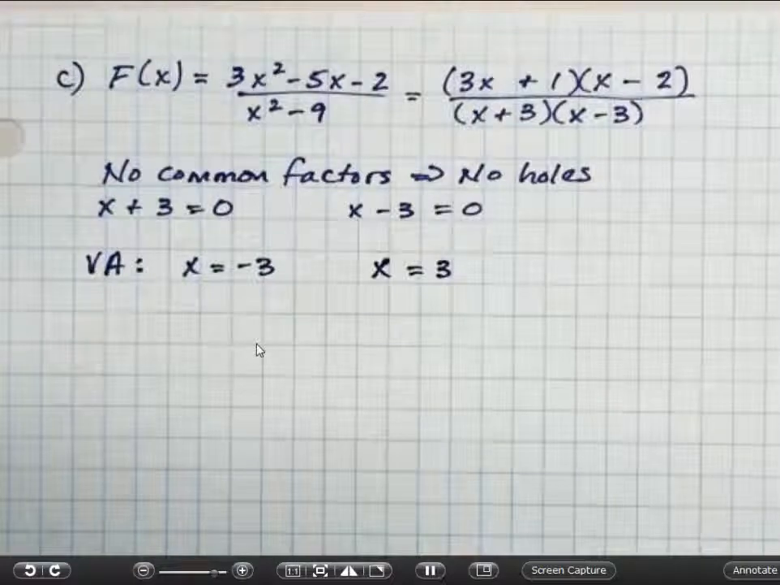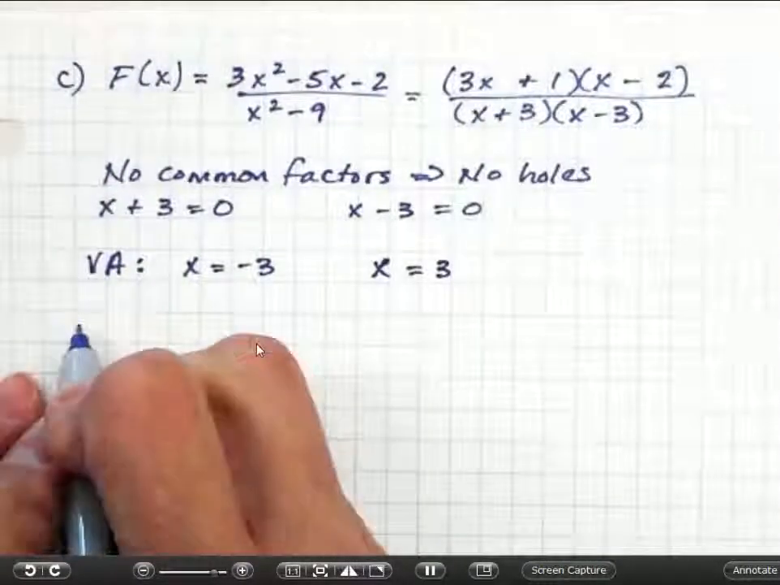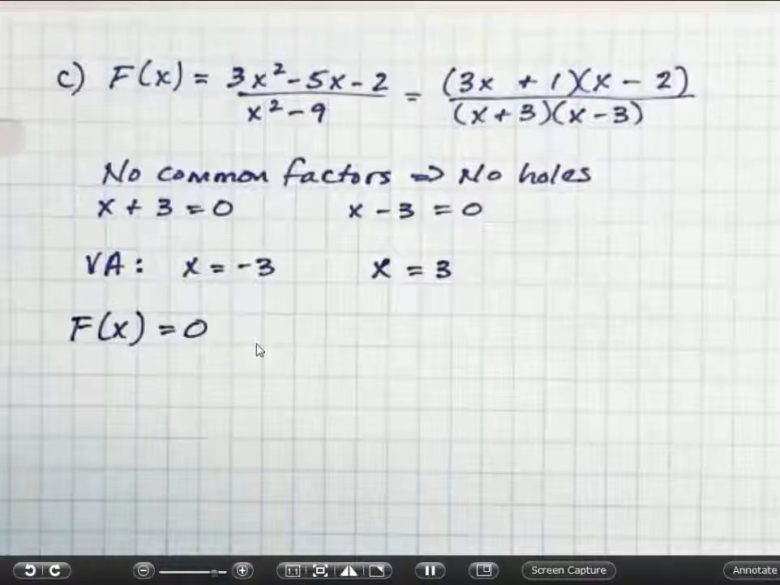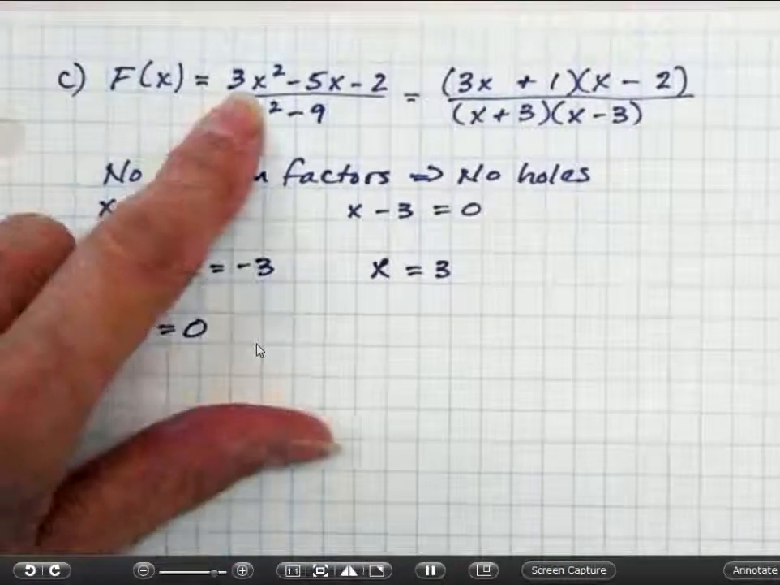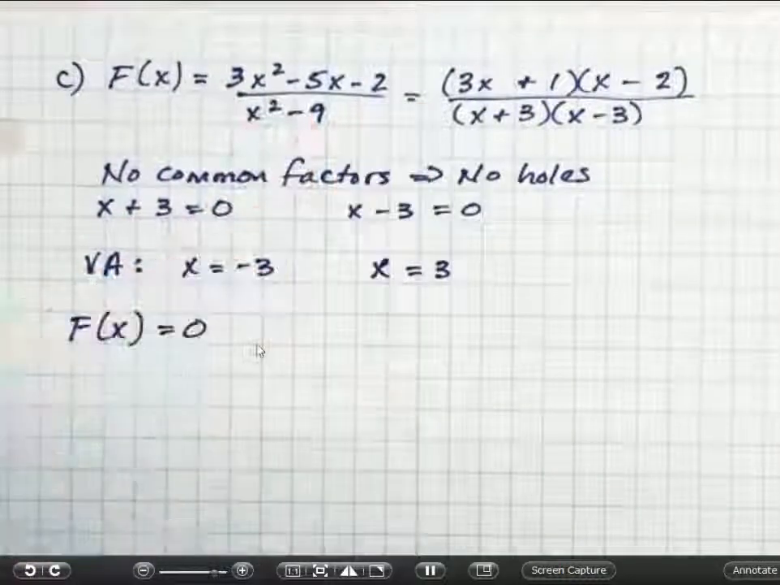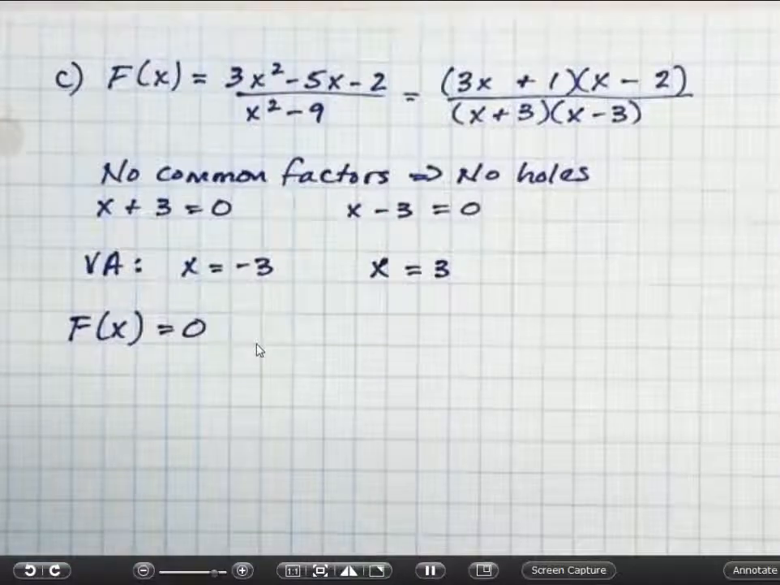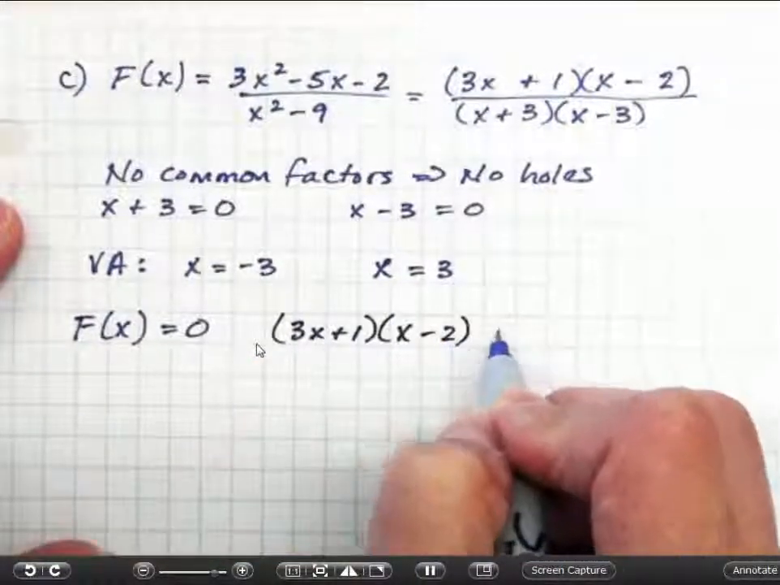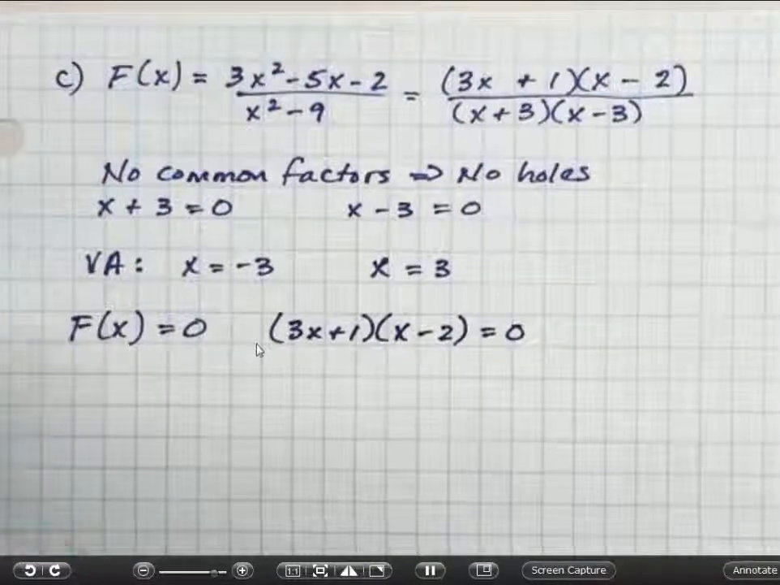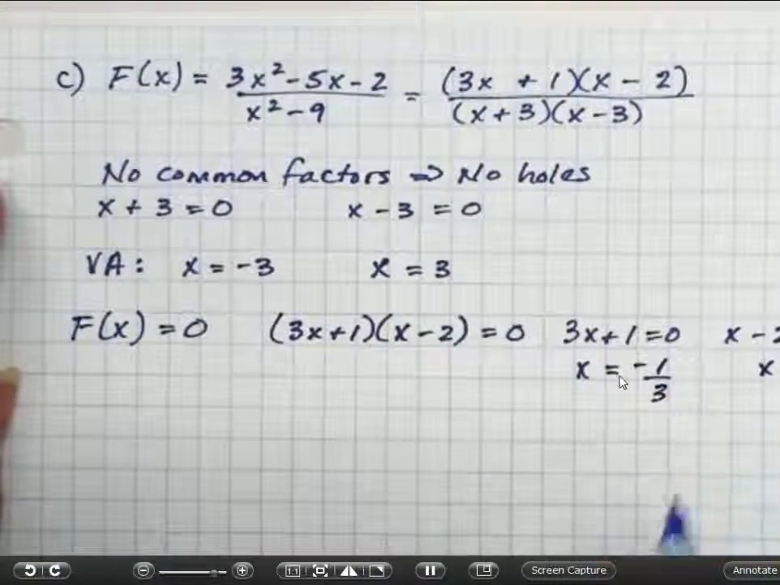Okay, next thing we're going to look at is where's my function equal to 0? So where is f of x equal to 0? And where f of x is equal to 0 is also where what is equal to 0? Your numerator. So wherever my function's equal to 0, that's also where my numerator is equal to 0. So you need to take your numerator, in factored form, and set it equal to 0. Take each one of those factors, set them equal to 0, and solve. x equals 2 and x equals negative 1/3.